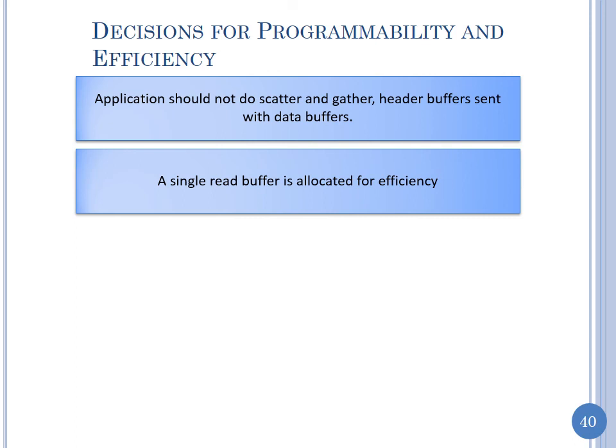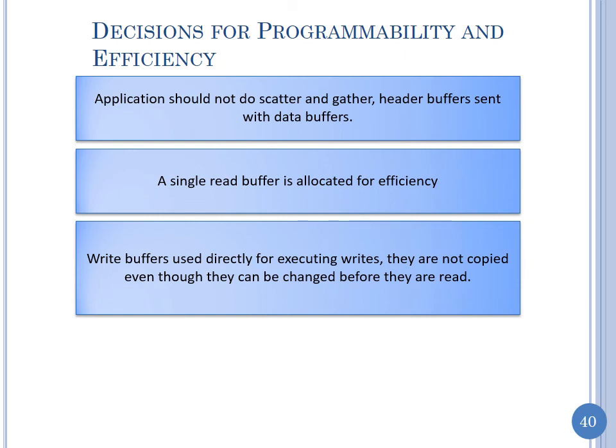And for efficiency, there's only a single read buffer allocated, as I've said multiple times, and that's an issue. And also, write buffers are used directly for executing writes. Okay, they are not copied, even though they can be changed before they are written. So here's an application. It says, here are some write buffers to be written, and it doesn't block. It can go and muck around with the write buffers. If it does, then it's not guaranteed what data will actually be sent. Okay, because the select thread does not copy the data into its own buffer.